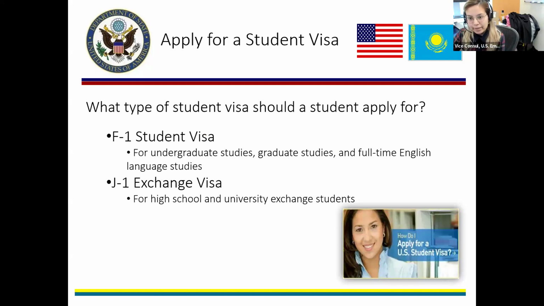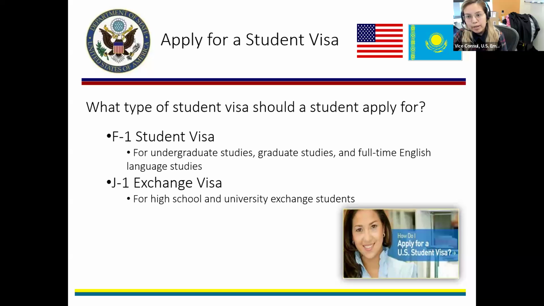That depends on what types of studies you're going to go do in the US. I will say I believe most people here are going to go study for a bachelor's or a master's degree, if I'm correct. And so that would be most appropriate under the F1 visa type. This is your standard student visa. This is for full-time undergraduate, graduate studies, and of course, full-time English language studies.